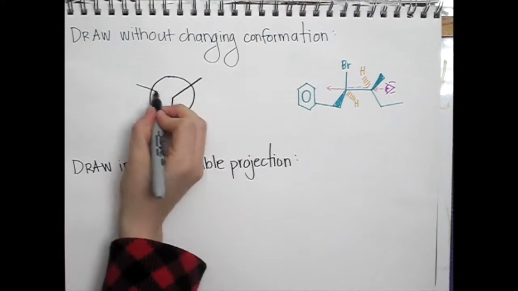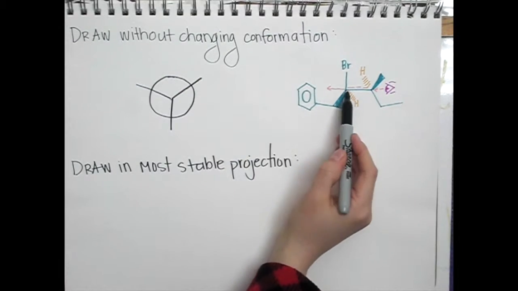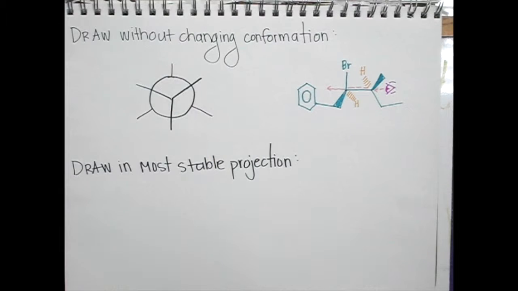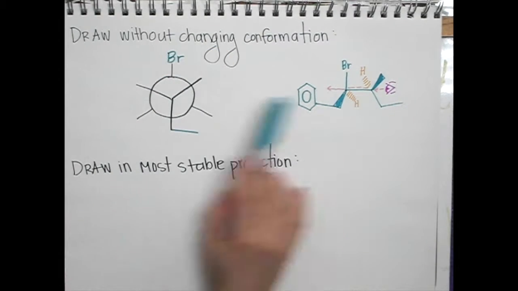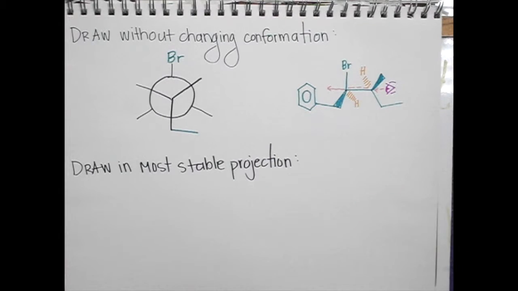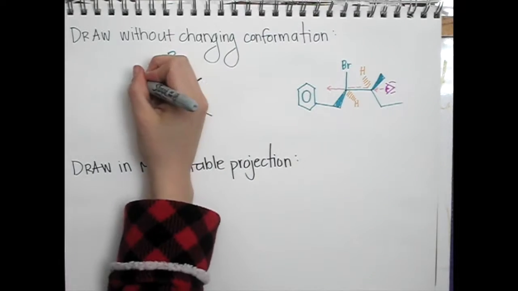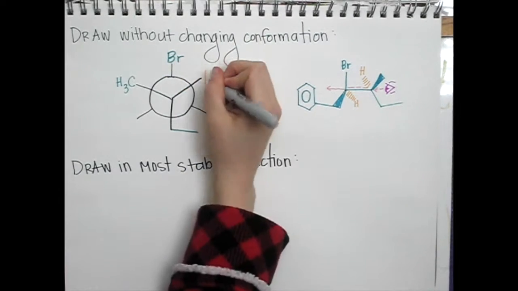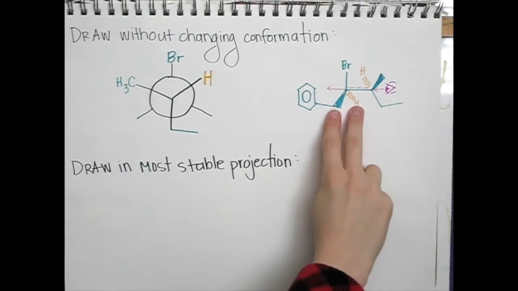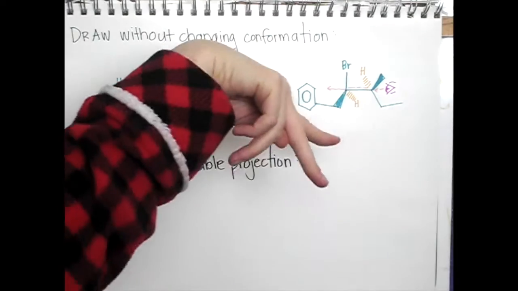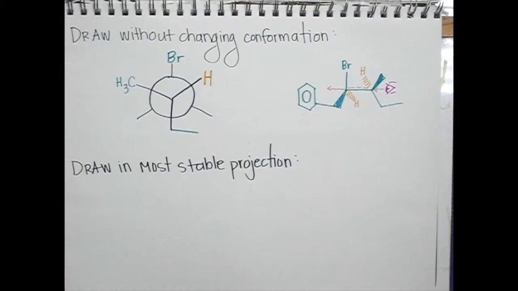Because we have a group in the front going down, we start with a Y in the front. We have a group in the back going up, so we'll start with an upside down Y. Now we have to figure out our left and right groups in the front carbon, and then in the back carbon. Awesome.